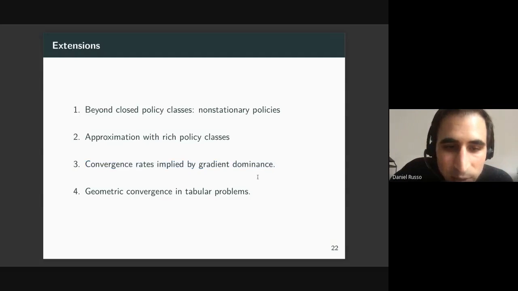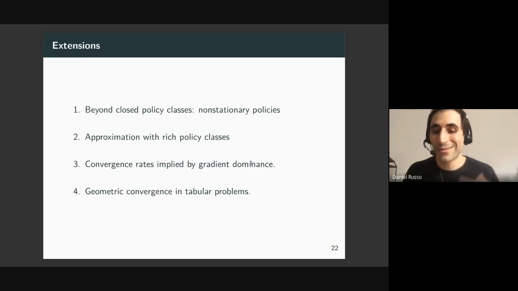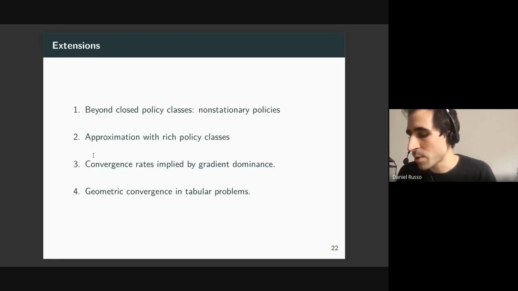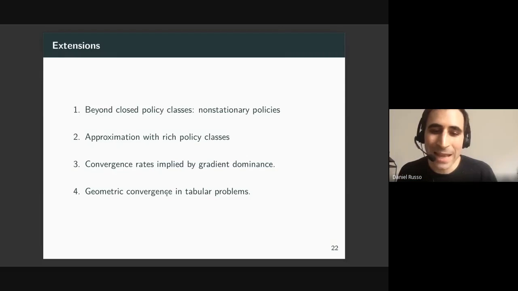Now, lastly, we look at convergence rates, essentially by showing that gradient dominance properties of the loss function of the policy iteration problem, implied, for example, by convexity of the policy iteration problem, transfer into gradient dominance properties of the multi-period loss. And finally, we look at the special case of finite state and action problems where one can show that policy gradient methods are really fast.